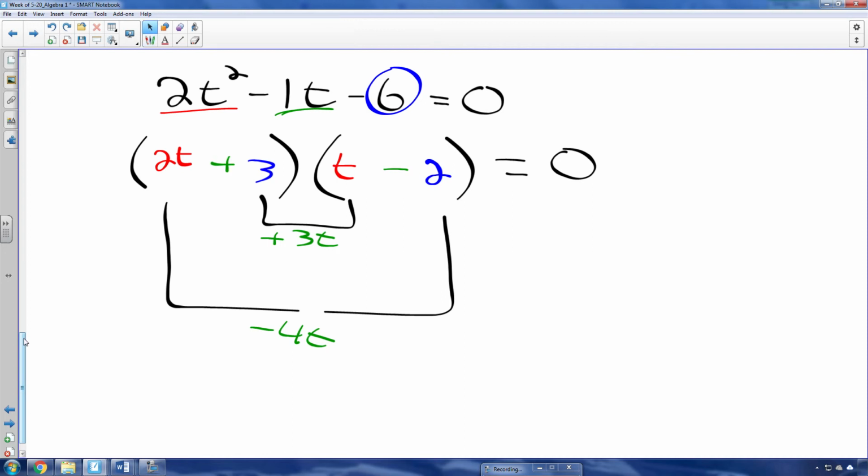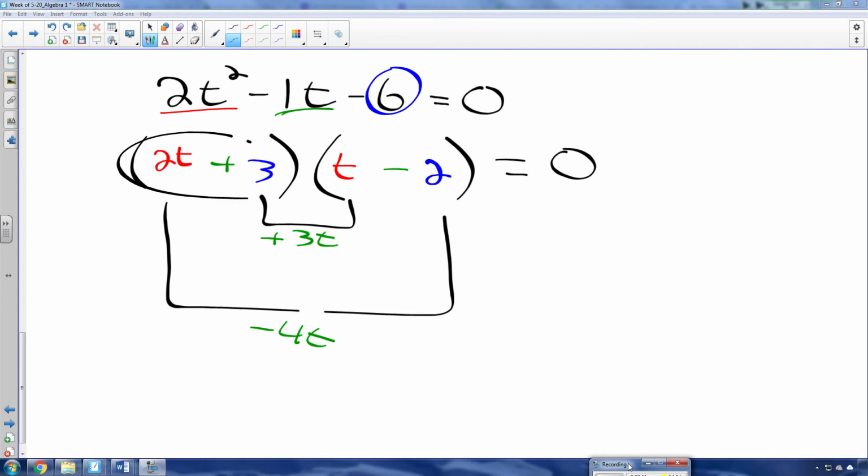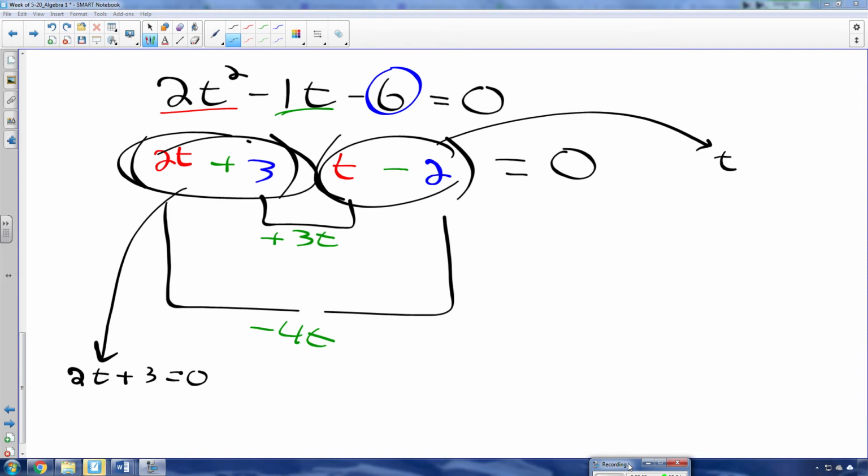Now, we're not quite done. We just need to solve out those two factors, right? So we're going to set those equal to 0 and see where it goes. So really right now what we need to do is set each of these factors to 0. So we take this factor, 2t plus 3, and set that to 0. And we take this factor, t minus 2, and set that to 0.